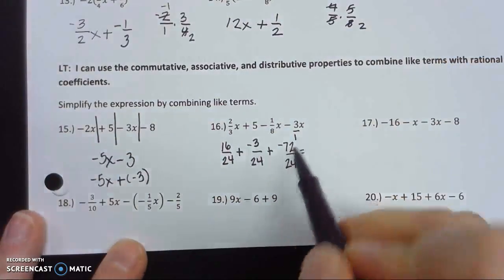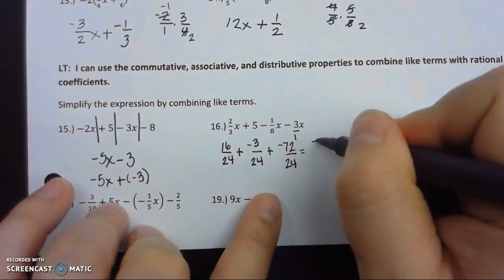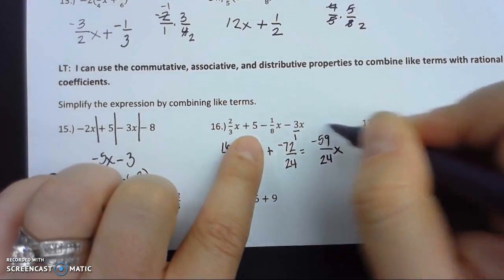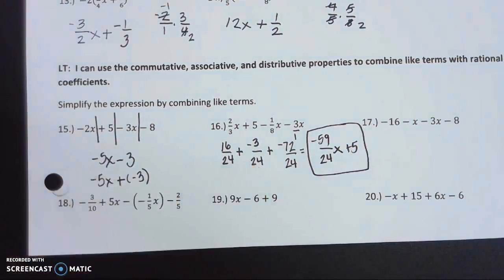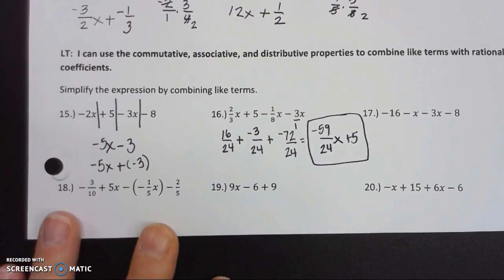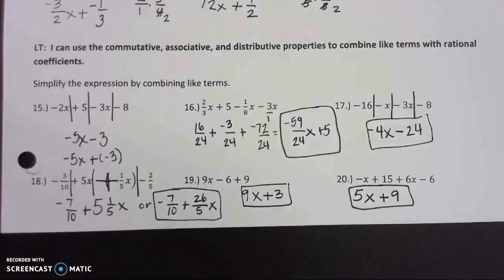So now when I add all those numerators together, I get 16 plus a negative 3. That gives me 13. And 13 plus negative 72 gives me a negative 59/24ths x plus 5. That was a hard one. Okay, so I want you to go ahead and do 17, 18, 19, and 20, and then pause it, do those problems, come back and check this.